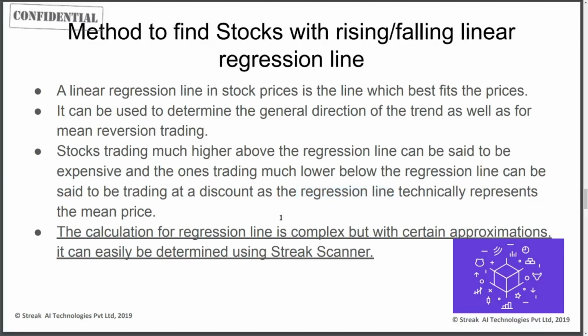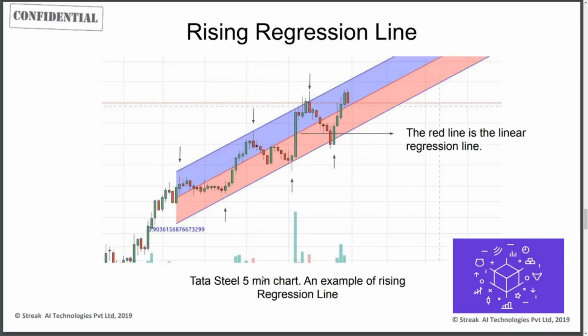So here, a very important point to keep in mind: the calculation of the regression line is very complex, but certain approximations help us determine it easily using the Streak scanner. Okay, so keep that in mind. This is not the exact regression line, but an approximate version of it, with which you can easily identify those stocks using the Streak scanner, and then plot them in the chart.